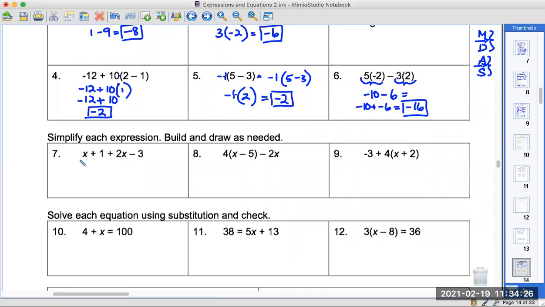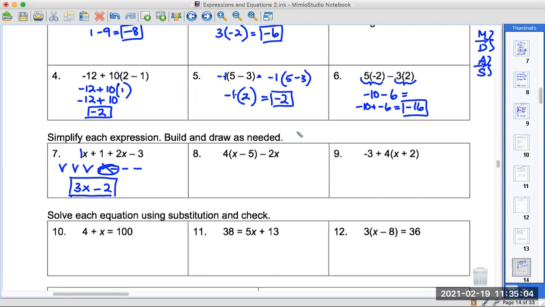So remember cups and counters. You have 2 choices. You can do cups and counters, or you can distribute. So I'm going to show you each way again. Okay, so we have 1 cup plus 2 cups plus 1 minus 3. 1 plus 2, 3 cups. These cancel out, minus 2. Do not combine X's and numbers.